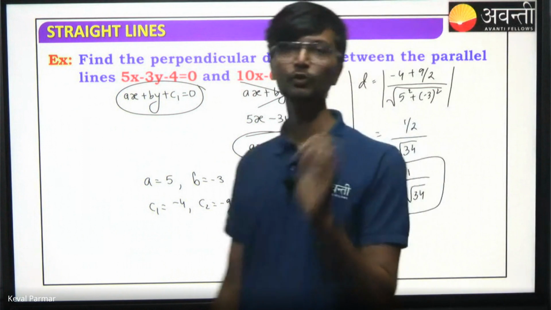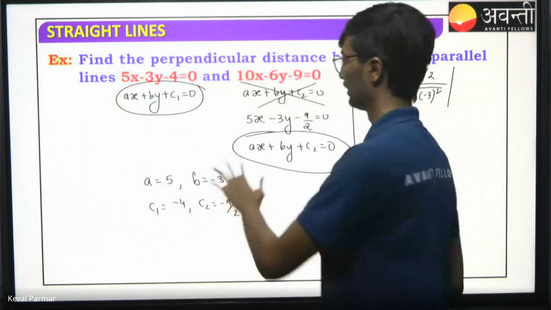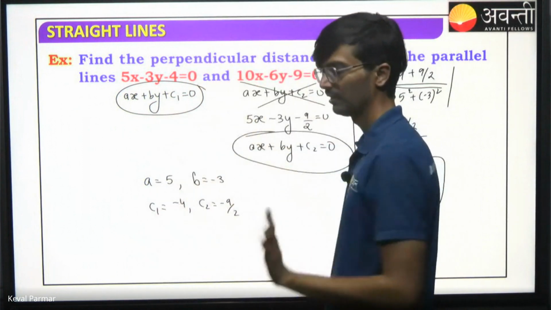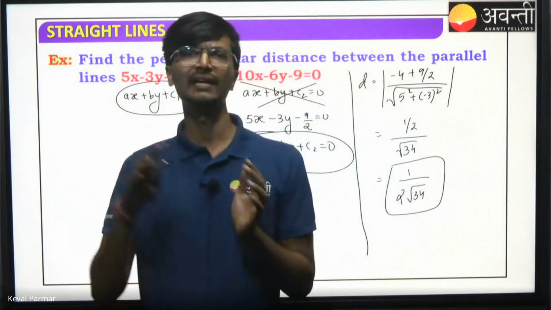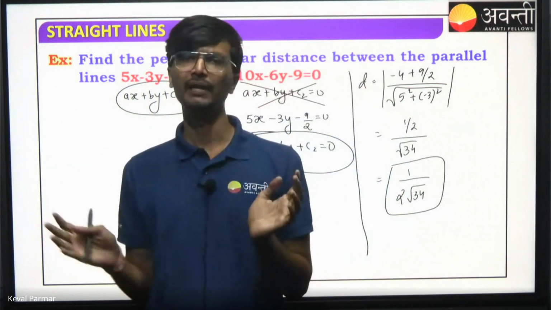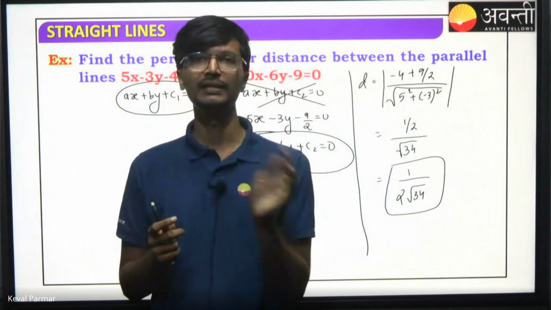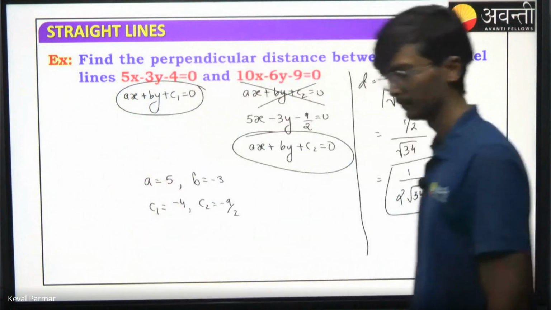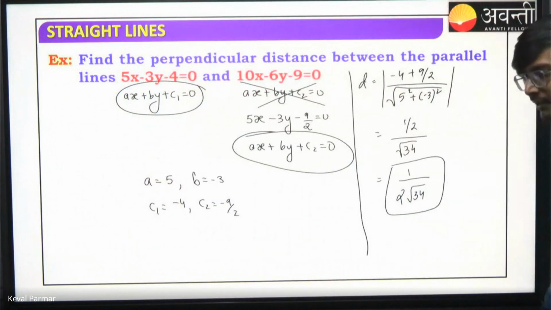So before using the distance between parallel lines, make sure that your A and B are both the same in both the lines, because if the lines are parallel, slopes are equal, and if slopes are equal, that means A and B should be the same. Is it clear, guys? Give me a thumbs up so we can move to the next.